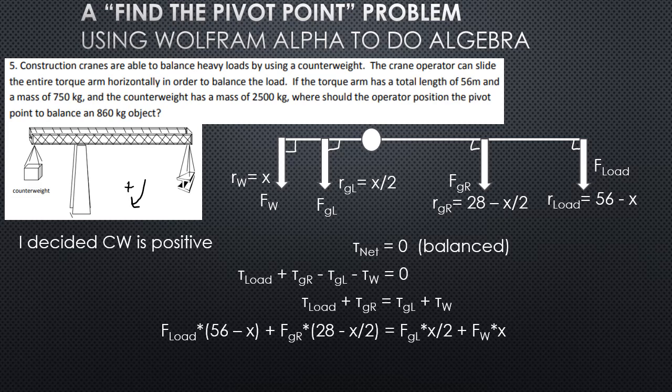So we've got the force of the load over here on the right. Force of the load times the distance of the load, which we learned earlier was 56 minus x. Then we've got the force of the right side, the weight of the right side of the crane, times that distance. And then same thing on the left. The weight on the left times the distance, which was x divided by 2, and then finally the counterweight's force times its distance, which is the full x.